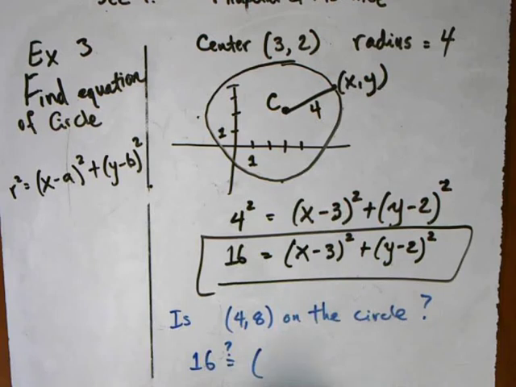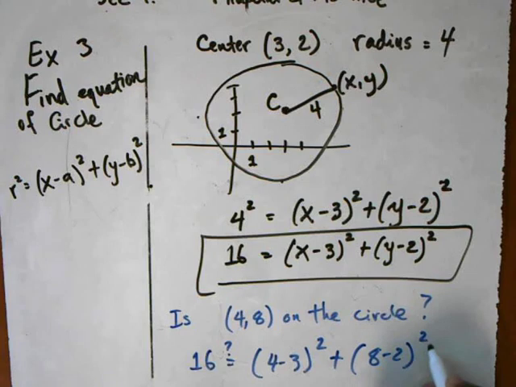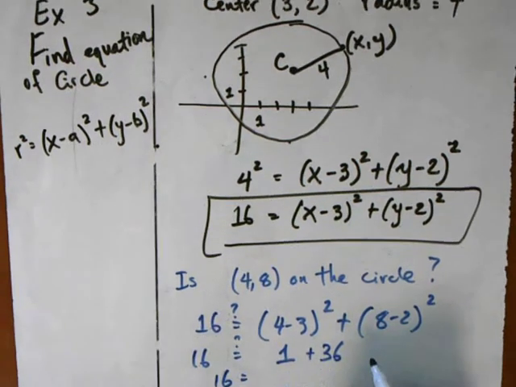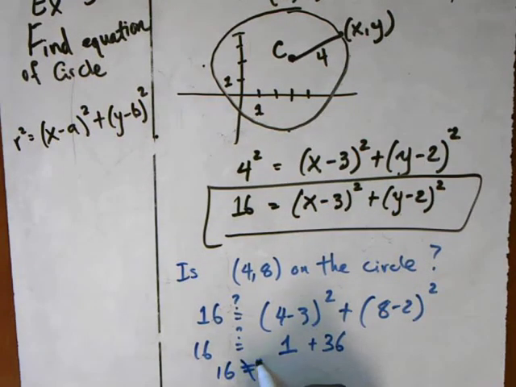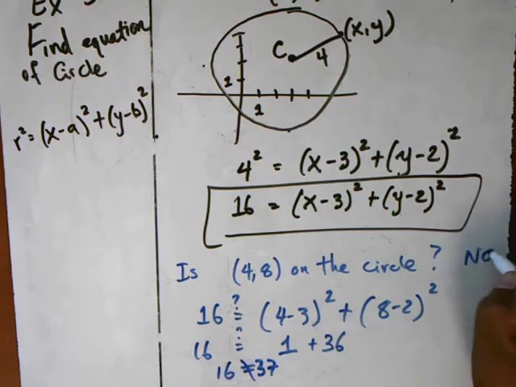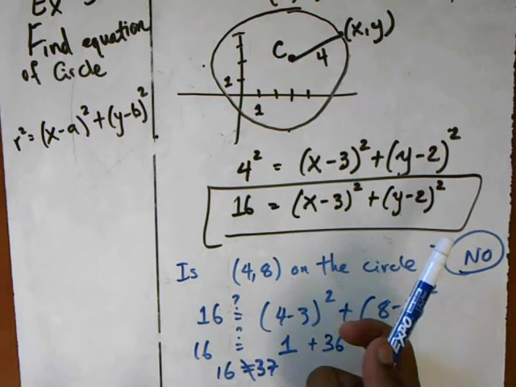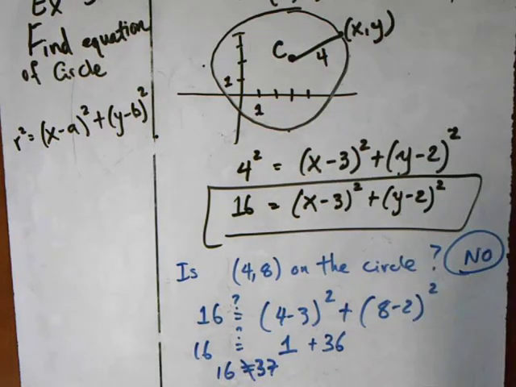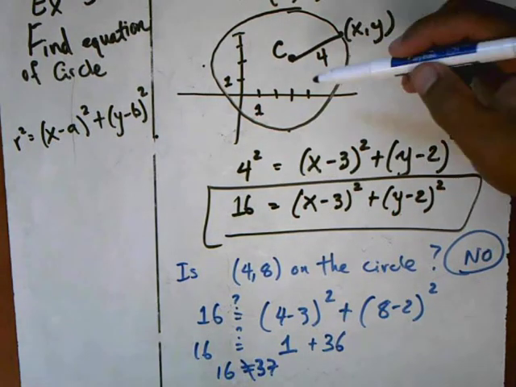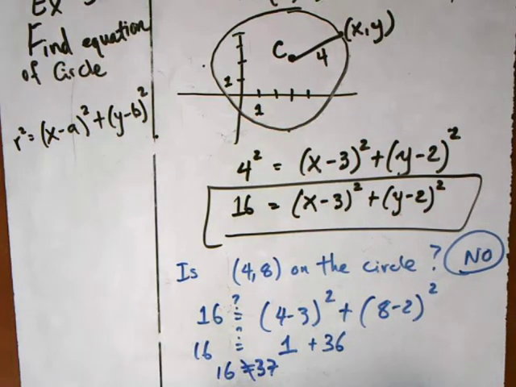So 16, put a question mark here, is that really equal to (4 minus 3) squared plus (8 minus 2) squared? Well, 4 minus 3 is 1, square that is 1. 8 minus 2 is 6, square that is 36, which, once you add this up, is clearly not equal to 16, so no. Once we have the equation of this circle, every point that is actually on the circle should satisfy this equation. If it does not satisfy this equation, it is not on the circle. And we can also check quickly by graphing: (4, 8) would be all the way out here, so it would not be on the circle.